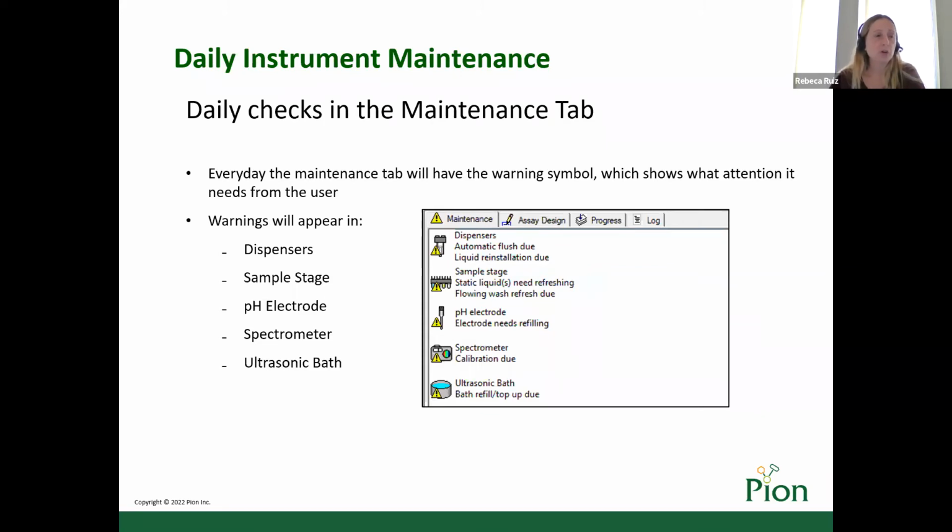From the titrator module, we have a warning to refresh all the static liquids. The electrode needs to be refilled as well, and the spectrometer calibrated. And for the autoloader module, the ultrasonic bath needs to be refilled or topped up. Maybe some of you have different T3 configurations, and you will have a different screen than this one, for example, without a spectrometer or without an autoloader, which means without the ultrasonic bath.